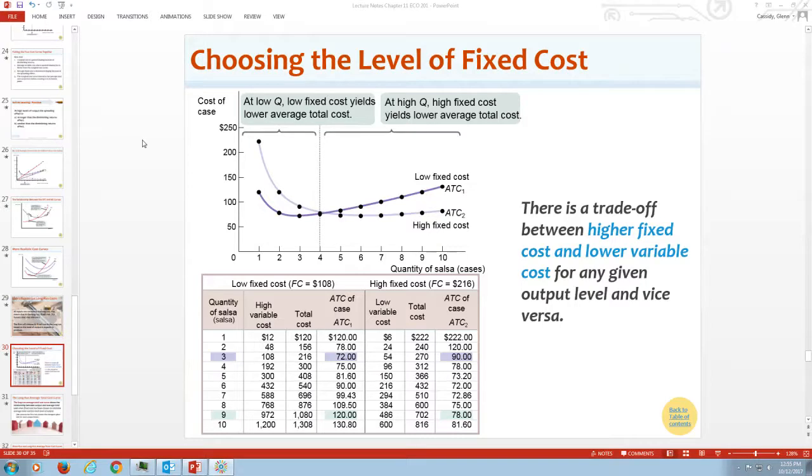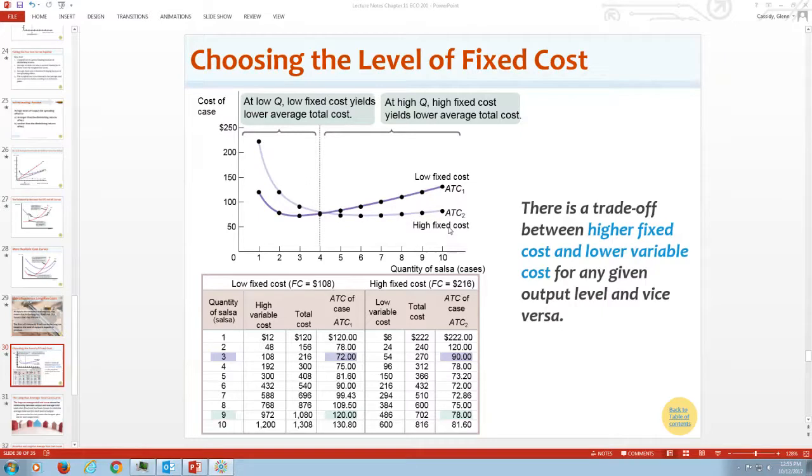Okay, so now let's look at Selena. She has here 2 possible different sizes of stores that she might be running. So ATC1, that's average total cost if she's in the small store. So it has a lower fixed cost. ATC2, that has a high fixed cost.